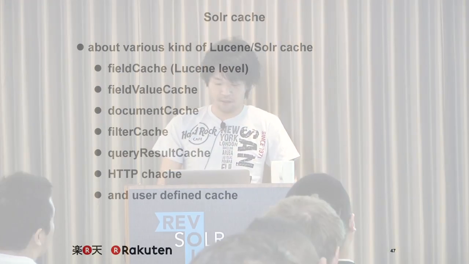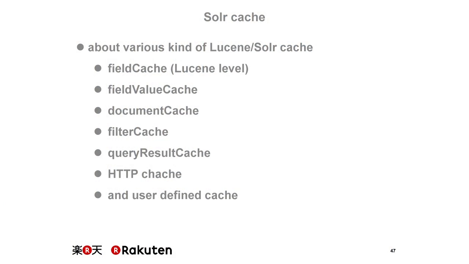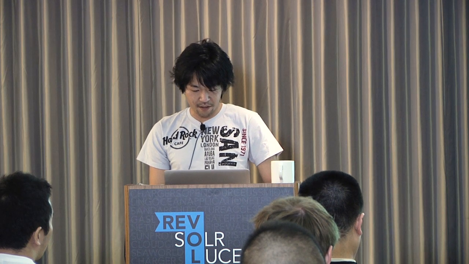Okay, that's it. The third topic is system performance related to Solr. Here, I want to talk about some basic system tuning points. The first is Solr cache. As you can see here, Lucene and Solr support various types of cache. As the name implies, we can imagine each cache function. Filter cache caches filters, and document cache caches each document.